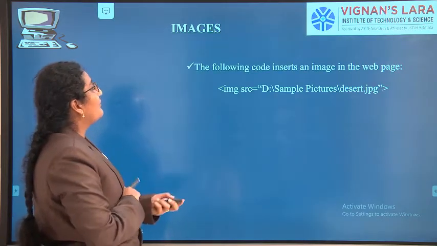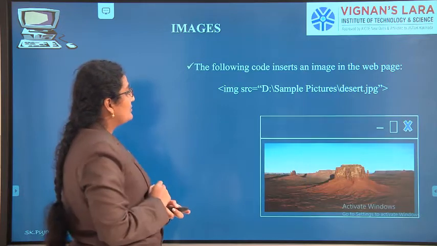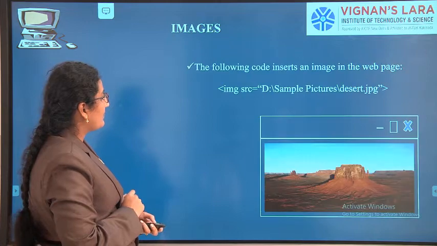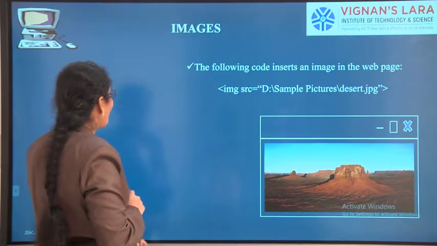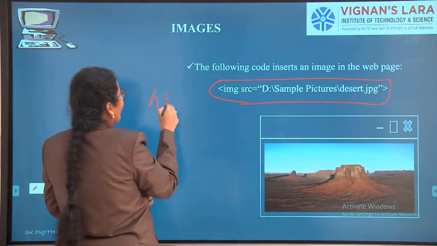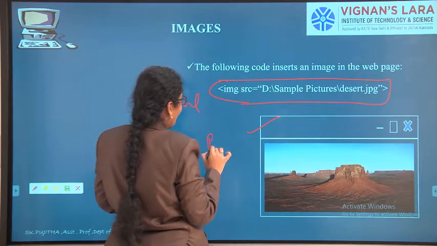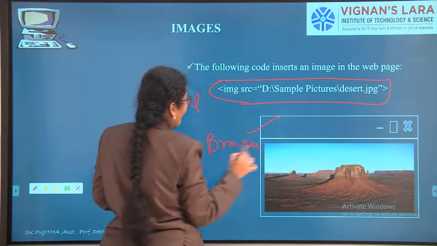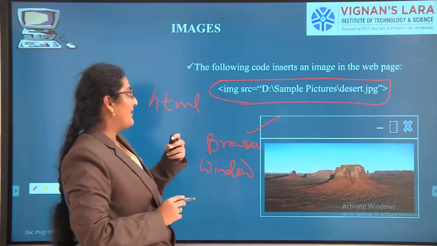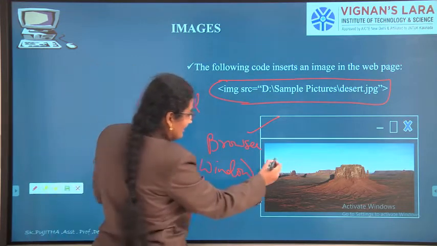So see here, the following is the code to insert the image. In a browser we are inserting the image. This is the code in HTML to insert an image. This is the browser window. So in HTML we have the code, and using that code, in the browser window we can insert the image.